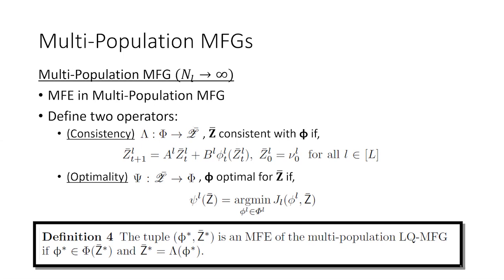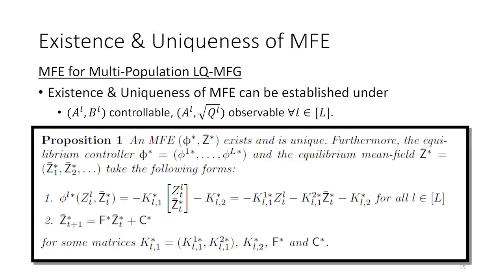So after we have introduced these two operators and the mean field equilibrium definition, now this is the first result of our paper. And I won't go into too much detail, but what we say is that we have existence and uniqueness of the mean field equilibrium. So there exists a single mean field equilibrium under some very general conditions of controllability and observability, which are pretty standard.